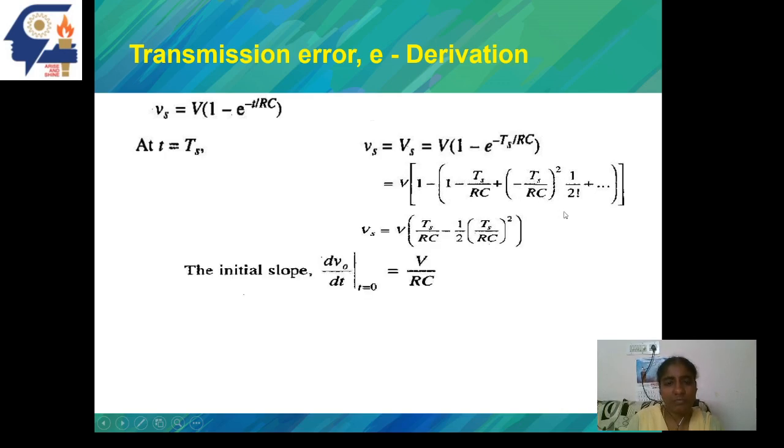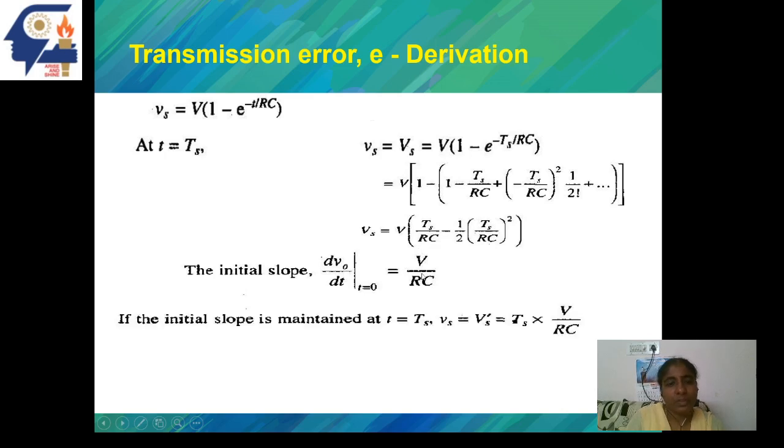This is the Vs value. The initial slope we already calculated in the sweep error, it is V by Rc. Now if the initial slope is maintained up to t equal to Ts, then the output waveform Vs dash will be Ts into the initial slope.